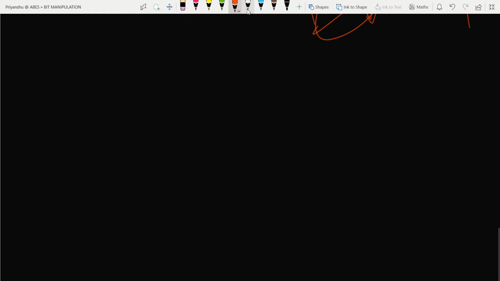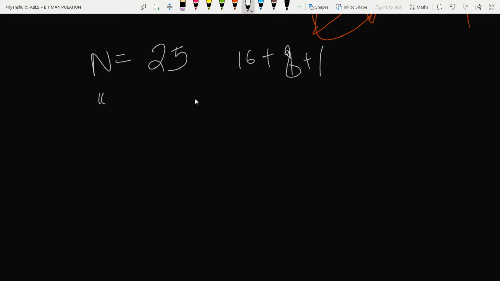So what I am trying to say is, let's suppose n equals 25. To calculate the binary value for it, we'll calculate 16 plus 9, simple thing. 16 plus 9, and 9 will be 8 plus 1. So the 2's bit will be 0, the 4's bit will be 0, 8 will be 1, 16 will be 1. So this would be the binary representation, 1 1 0 0 1.